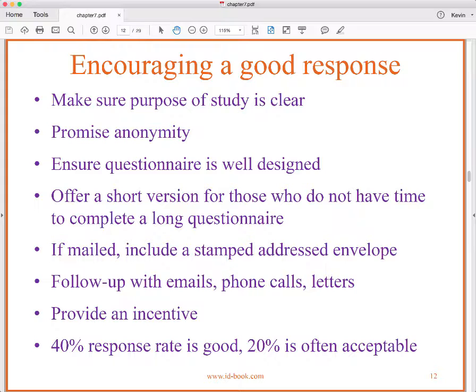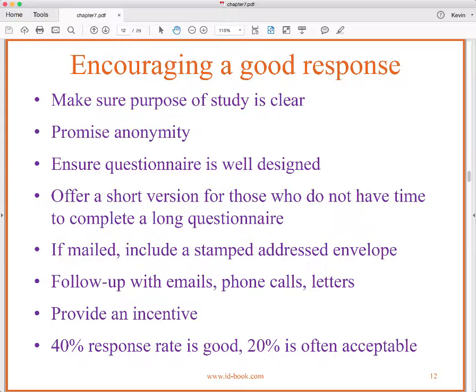Typically, with a questionnaire or survey, we're not going to get 100% response. 40% is good. 20% is often acceptable.